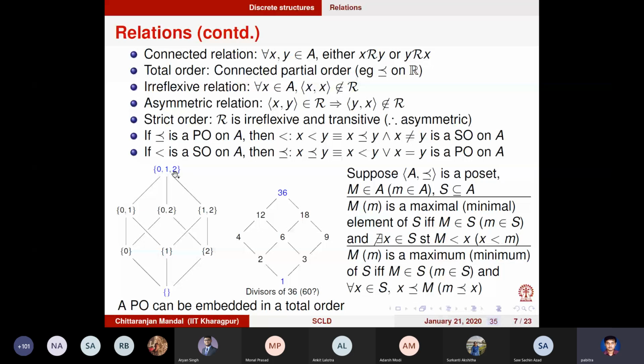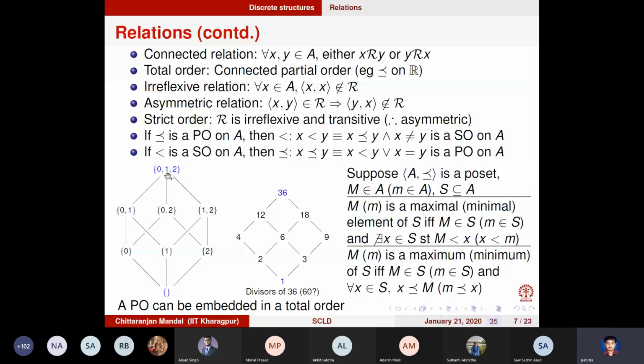If it is contained in that subset. So {0, 2} is contained in {0, 1, 2}. So there is an edge from {0, 2} to {0, 1, 2}. Note that I am not putting the direction because all edges go up. So every edge that you see here is a containment relation.